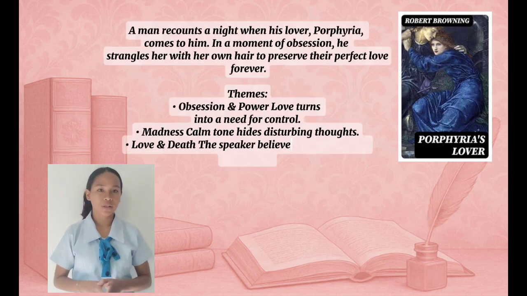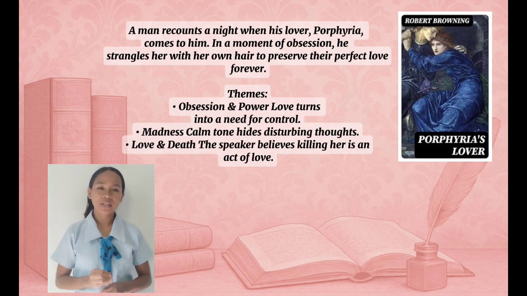So this poem is about a man who sits with his lover, Porphyria, during a storm, when she stays, she loves him. He believes the moment is perfect and wants to preserve it, to treasure the moment that they had. He kills her by strangling her with her hair.